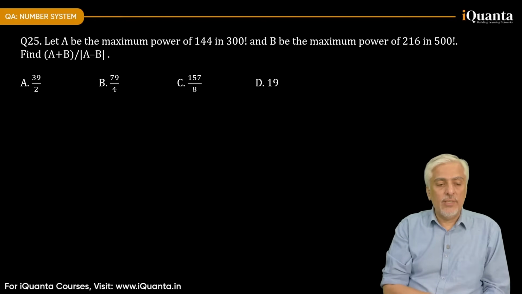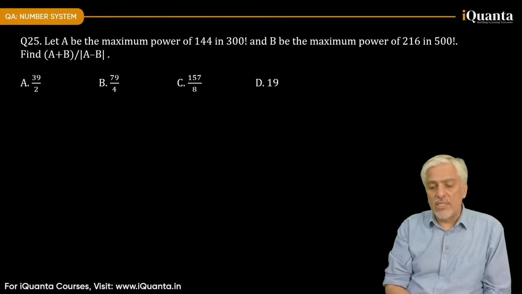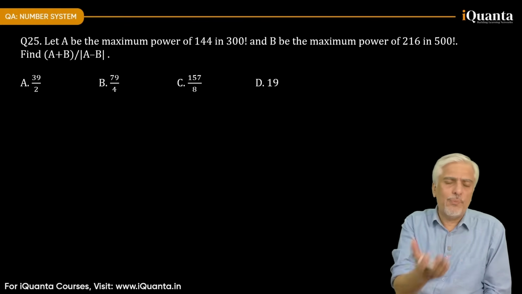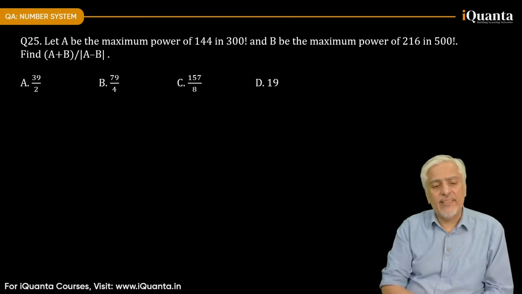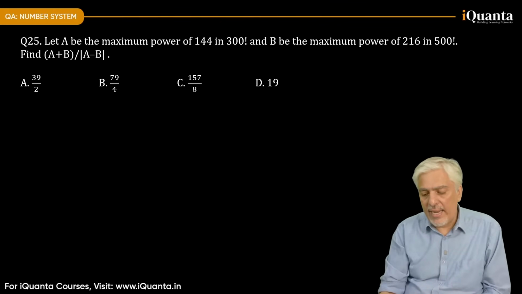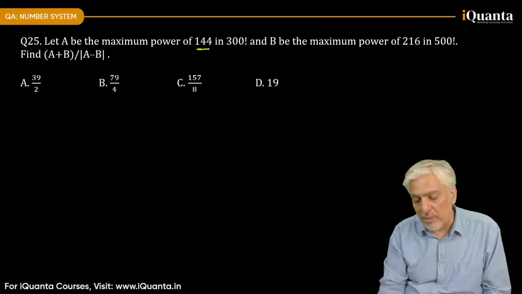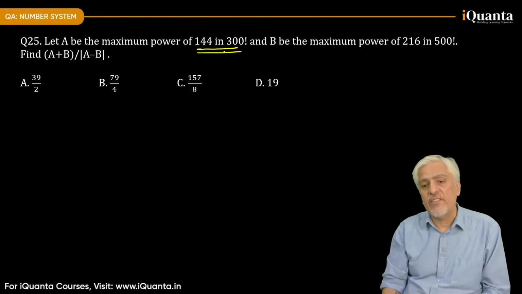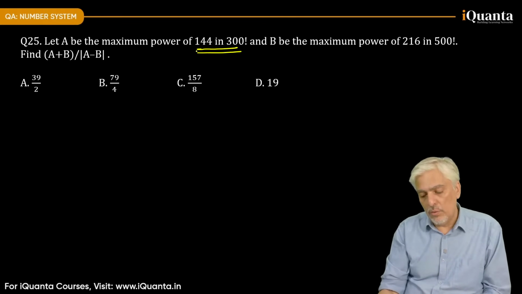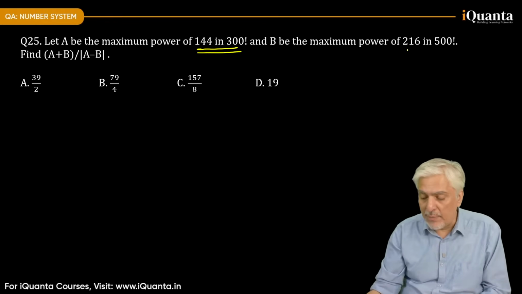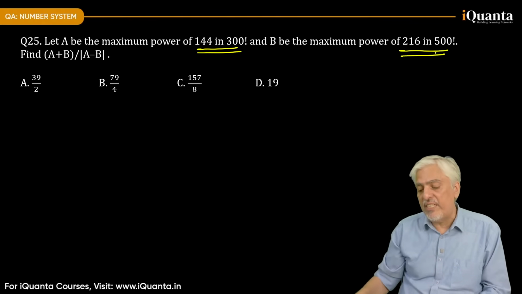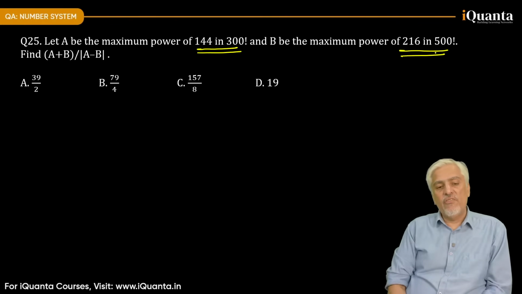चलो next question. Similar concept है, ये number of zeros वाला नहीं है, वो पहले 48 वाला किया वैसा वाला है. A is the maximum power of 144 in 300 factorial. And B is the maximum power of 216 in 500 factorial. Try, come on, try this. Find A and B.